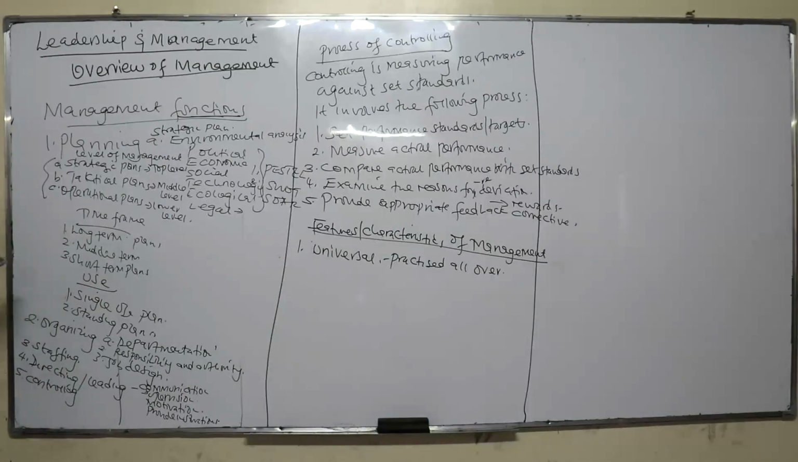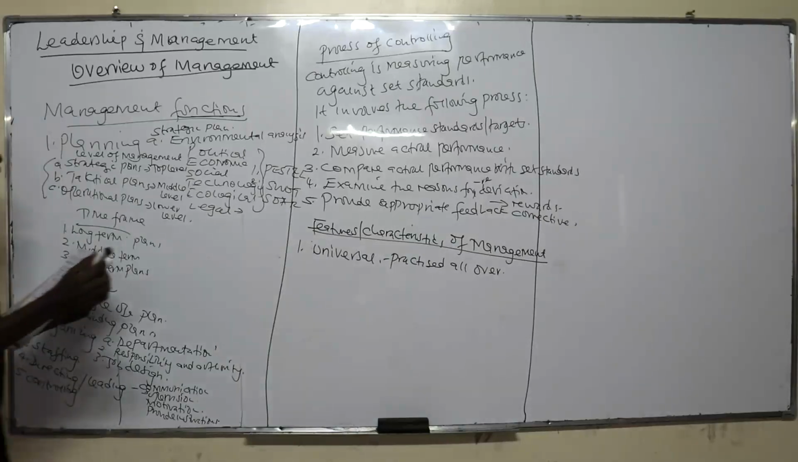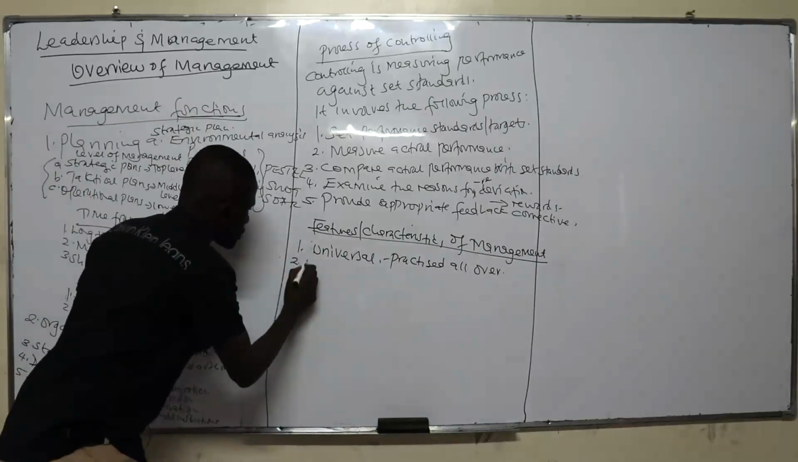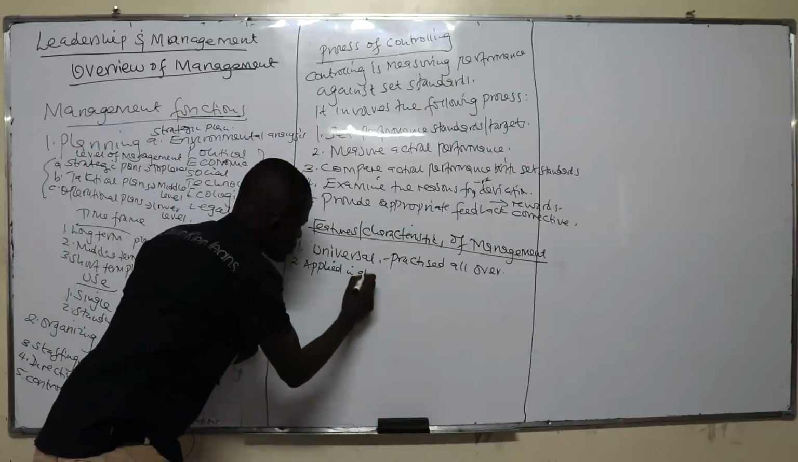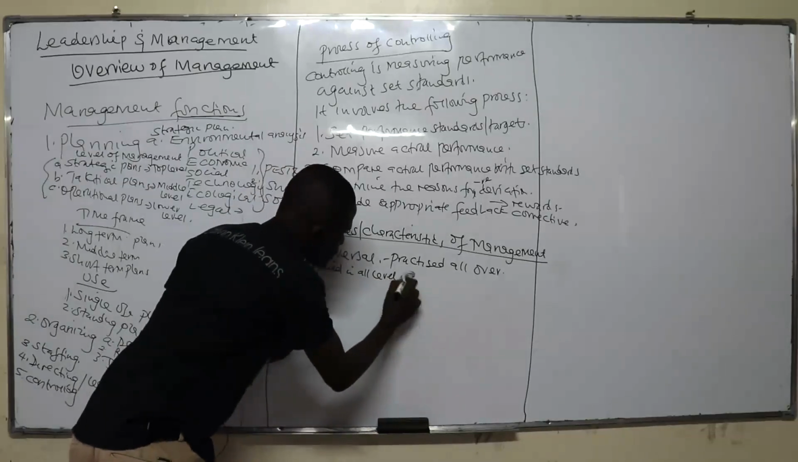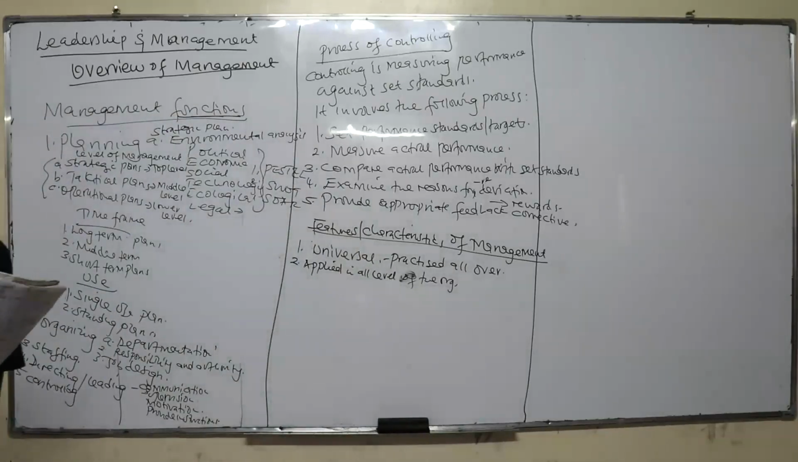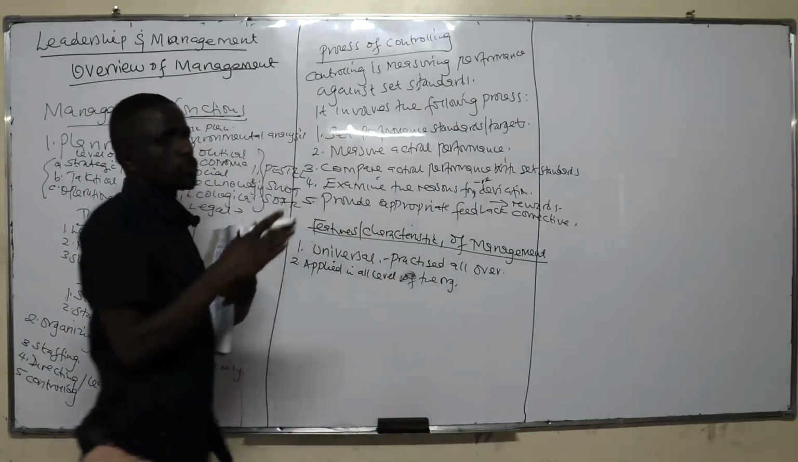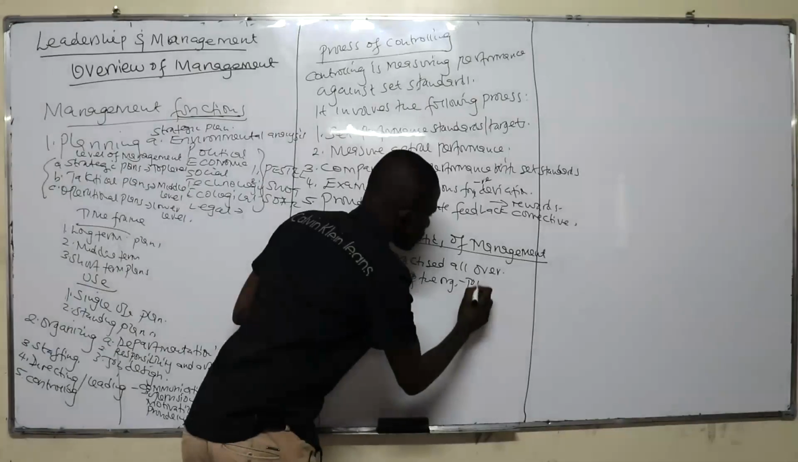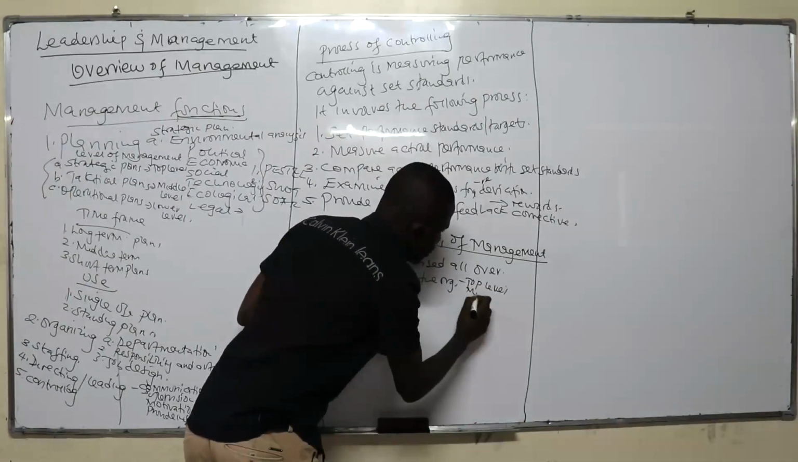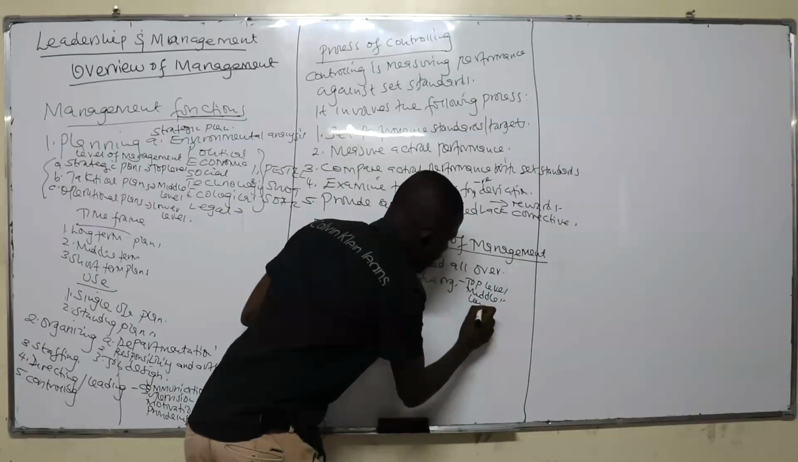Now, management is practiced all over. Everywhere, management is required. Then, it is applied in all levels of the organization. What are the levels of the organization? Top level, middle, and the lower level. So when you say that it's applied in all levels of the organization, we have the top level management, the middle level, and the lower level.